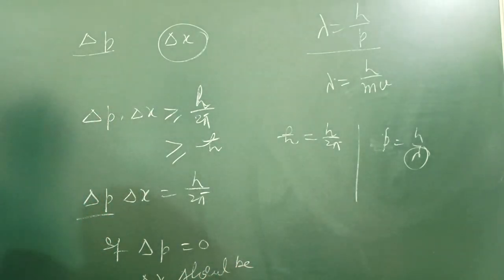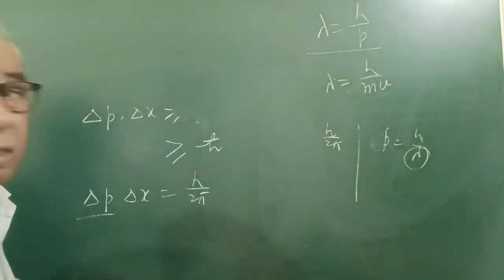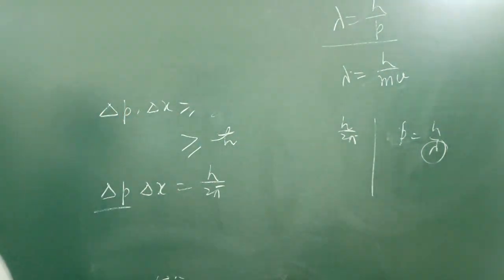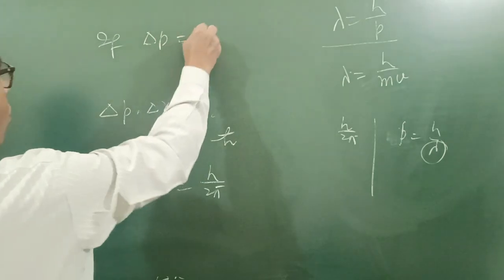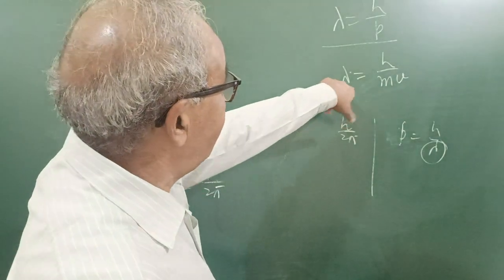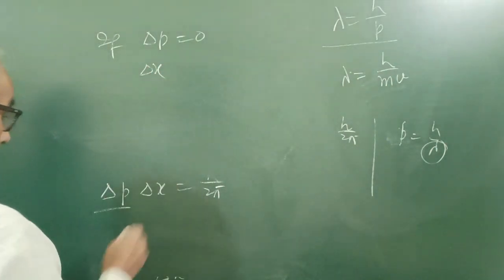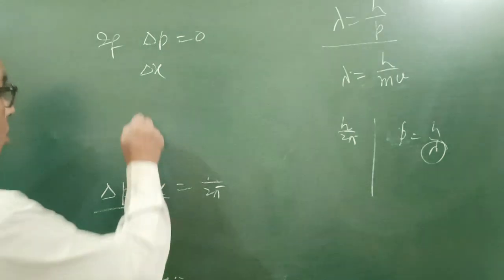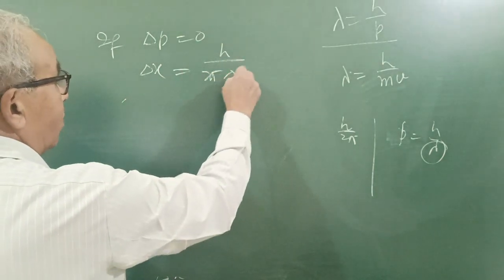If delta P is equal to 0, then delta X should be... I write here. प्रॉब्लम क्या है? If delta P is zero, when the wavelength is a definite value, then delta X from this relation, delta X equal to h upon 2 pi into delta P.